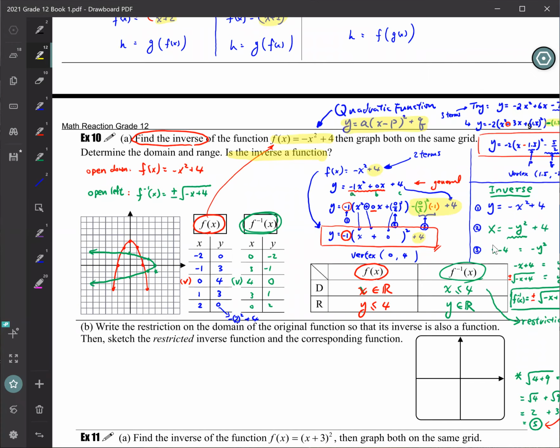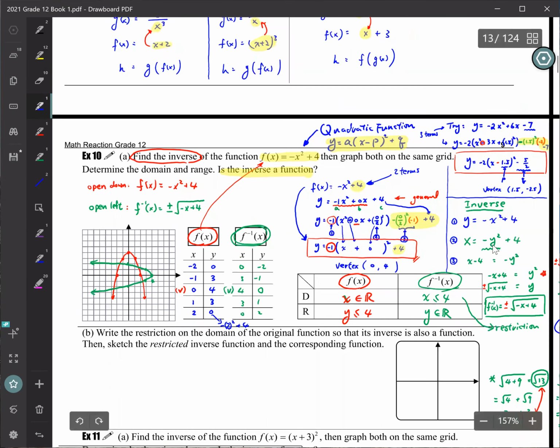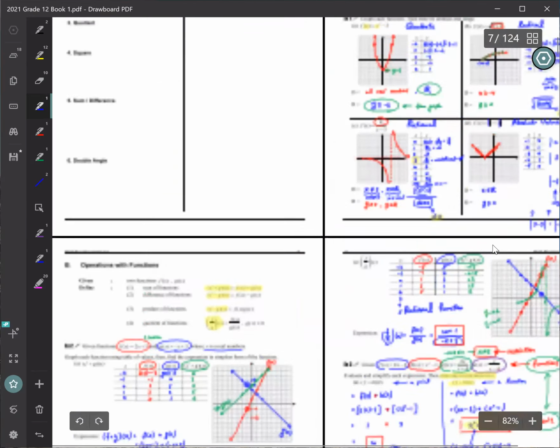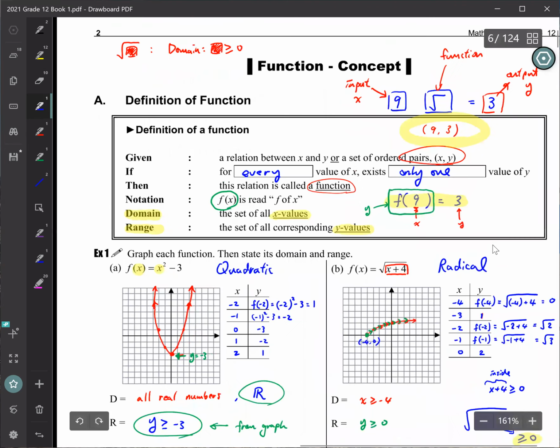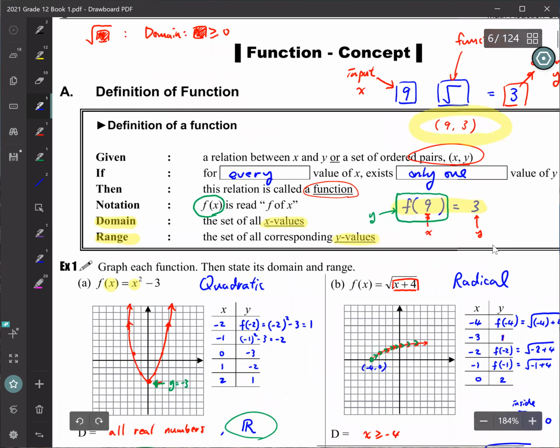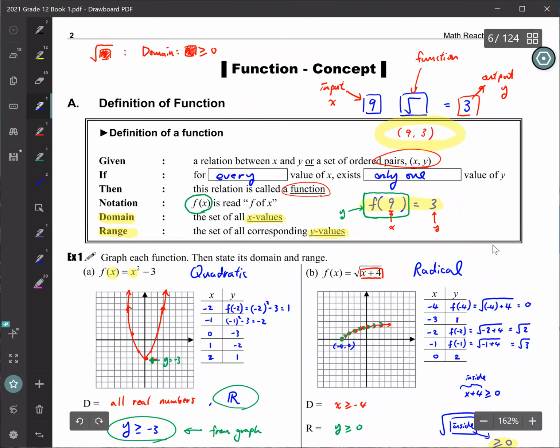Okay, we didn't say the inverse is a function. We only had the original as a function f of x, but how come it's asking is the inverse a function or not? So we need to understand what's the definition to be a function. I think we mentioned that in the very first class. Okay, let's go back to page 1. We said that if for every value of x there exists only one value of y, then it's a function. Each x can only have one y.